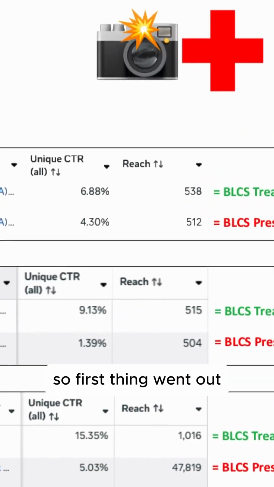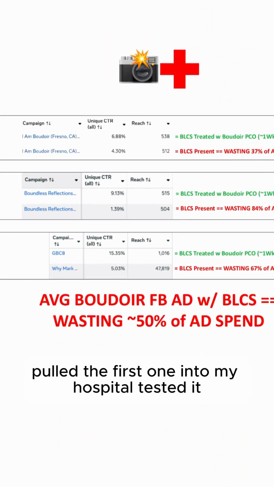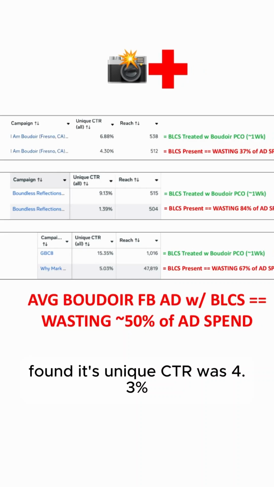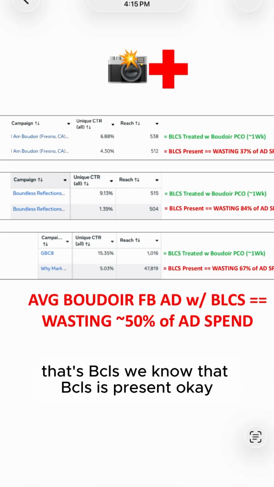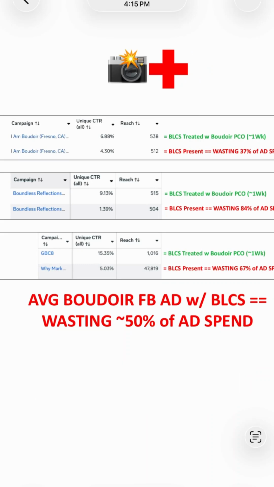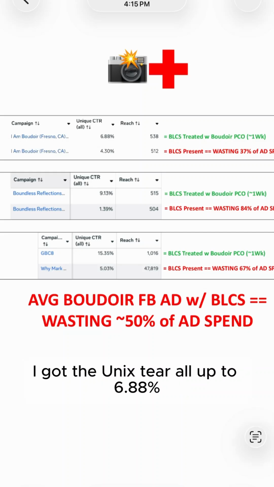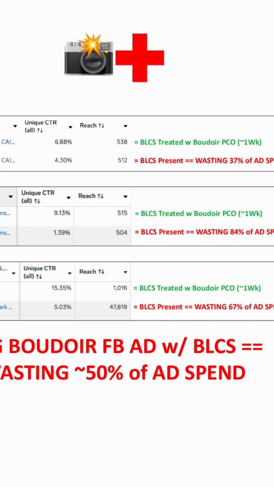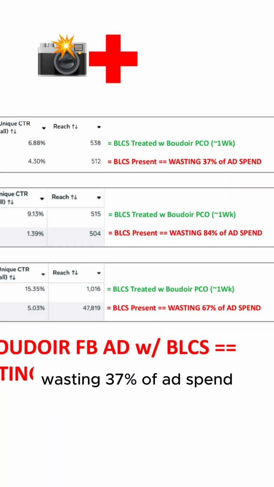So first thing, went out, found some Boudoir Facebook ads out there, pulled the first one into my hospital, tested it, found its unique CTR was 4.3%. That's unique CTR under 6%, that's BLCS. So we know that BLCS is present. So duplicated it, treated with Boudoir Pico, took about a week, got the unique CTR up to 6.88%. So we found out that original Boudoir Facebook ad was wasting 37% of ad spend.